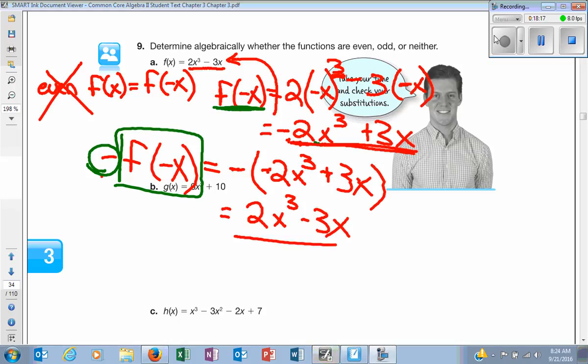And I look at this guy right here. Is it the same thing as what I started with? So what is this function going to be? It is an odd or an even function. It's an odd function, would be my answer. And there's my proof of why it is an odd function.